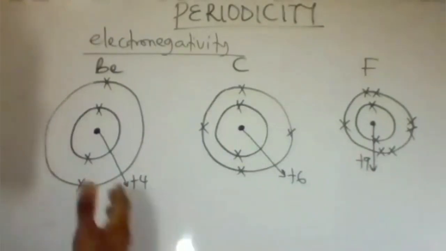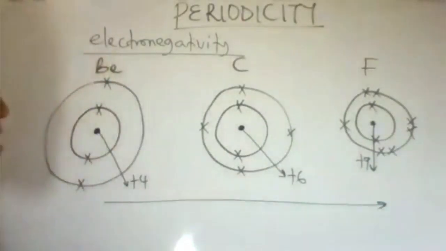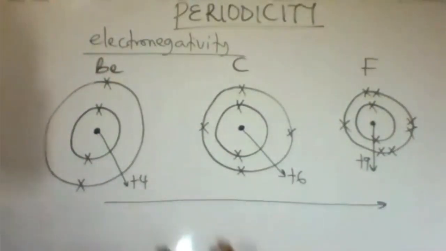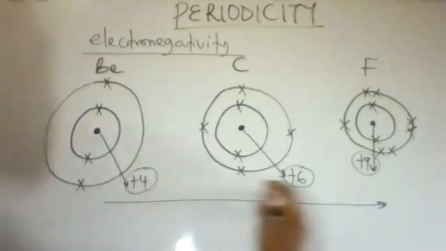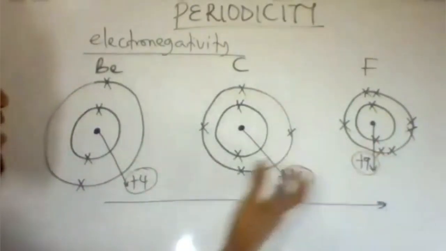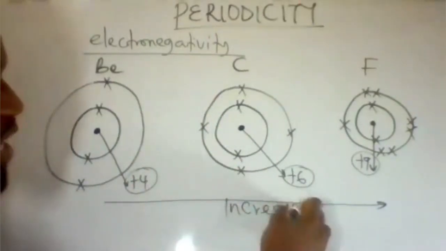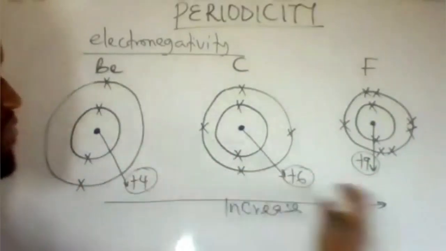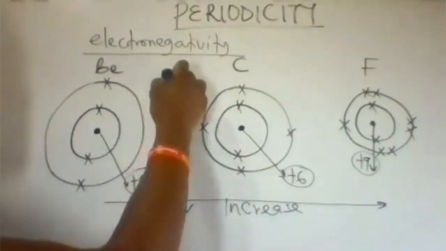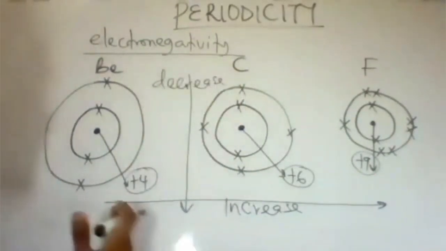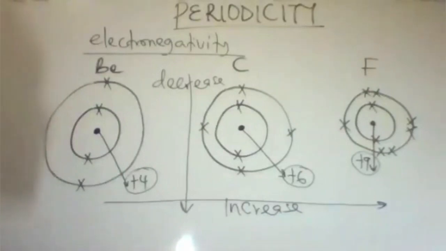As we move from left to right across the period, the atomic radii or atomic size decreases. This is because of the increase in the size of the nucleus. So as we move from left to right, atomic radius decreases because the nuclear charge increases. This also increases the electronegativity. So the power to attract electrons increases from left to right. Therefore, electronegativity will decrease from top to bottom. If it increases from left to right across the period, it should decrease from top to bottom down the group.